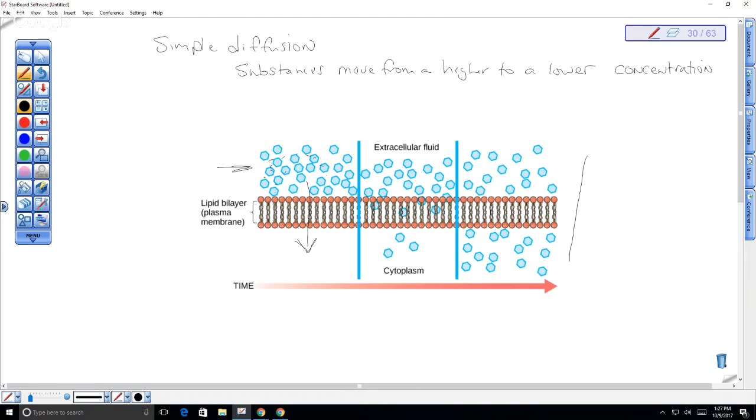Now, one thing that moves by simple diffusion is water. So this could be a water molecule, H2O. But the movement of water by simple diffusion has a specific name. Does anybody know what it's called? Osmosis. Okay. So osmosis specifically deals with the movement of water.